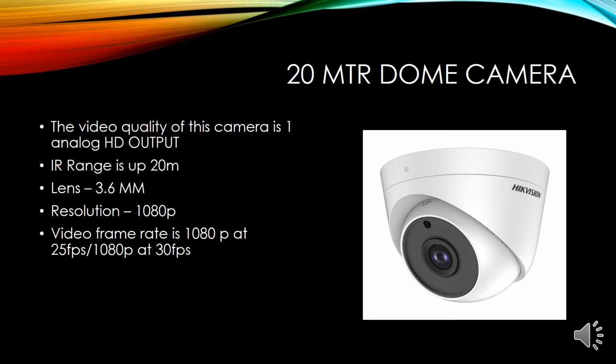20-meter dome camera. The video quality of that camera is analog HD output. Its range is up to 20 meters, and the lens of this camera is 3.6 mm, and its resolution is 1080 pixels, and the video frame rate is 1080p at 25 frames per second or 720p at 30 frames per second.